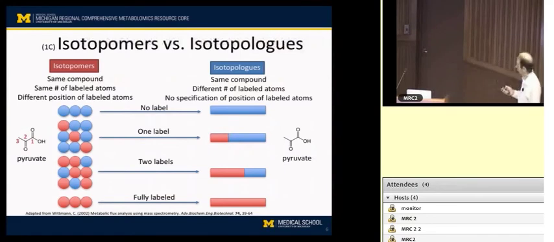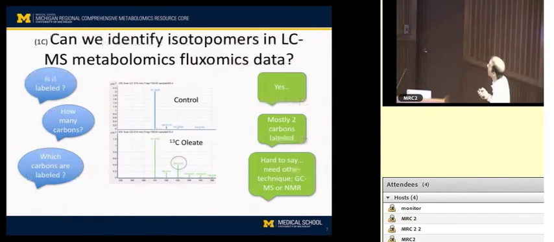Okay, so with mass spec, most of what we do here is mass spec. Can we identify isotopomers, not isotopologues, in LC-MS metabolomics, fluxomics data? Well, first let's talk about the questions we can answer. Can we tell if something is labeled? Yes, we can tell if something's labeled. We can see a mass shift, easy enough.